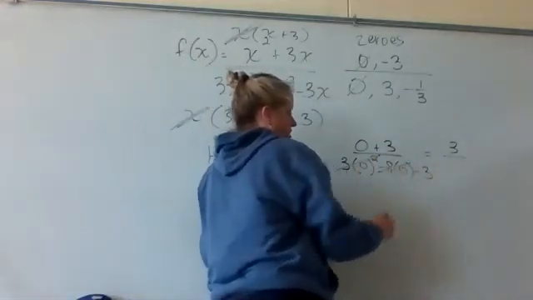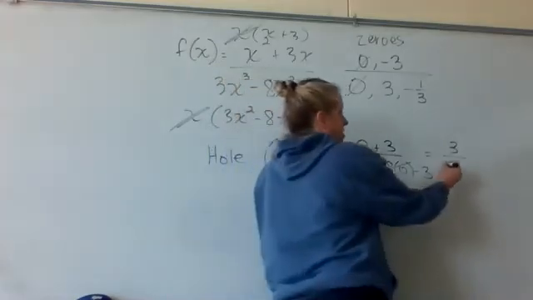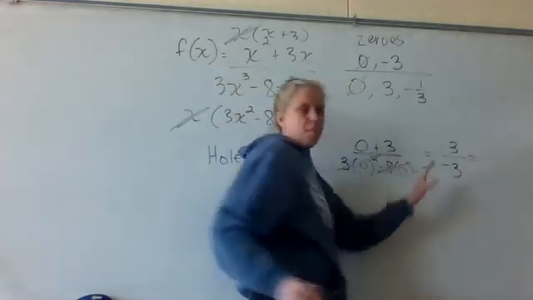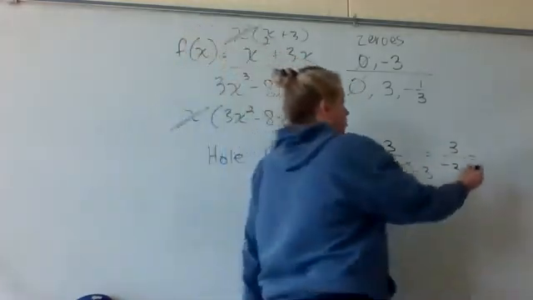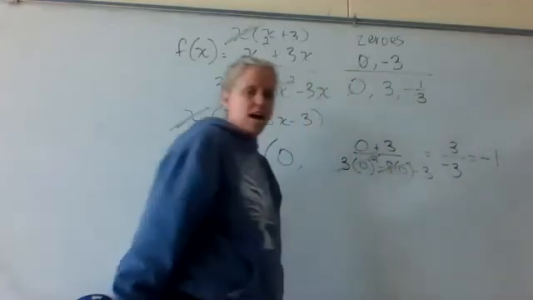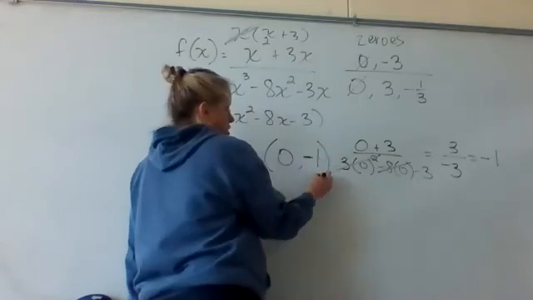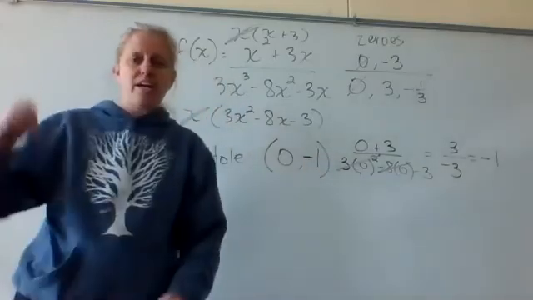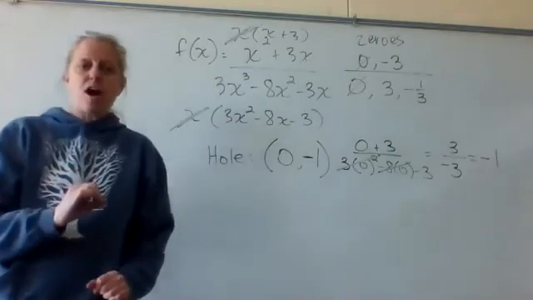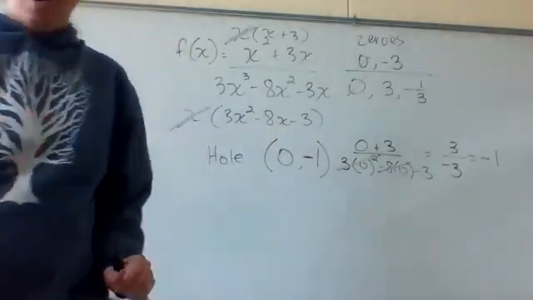Those are all just going to go away, right? So what's left in the bottom is -3. So I've got +3 over -3, which is -1. That's the y coordinate of the hole. So there's a hole in this graph at (0, -1).